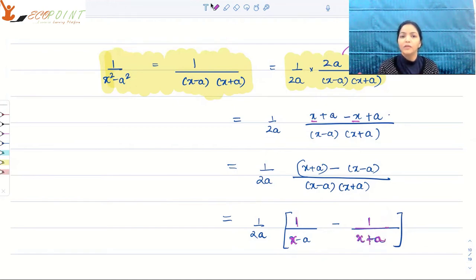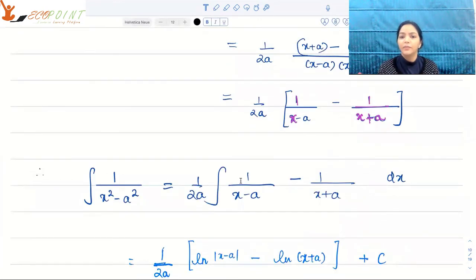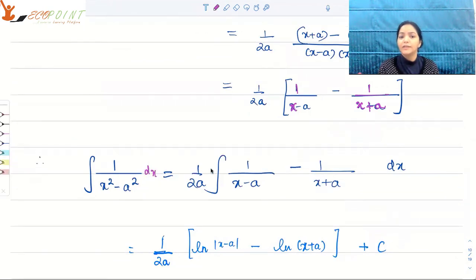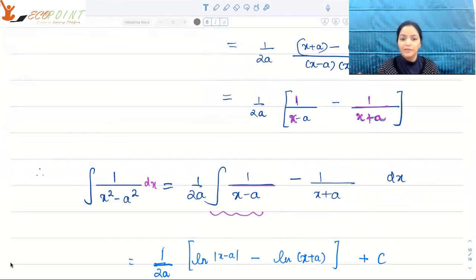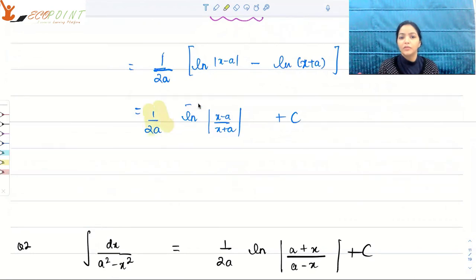Okay. So if that is the case, you just have to integrate this term. The integral of 1 upon x square minus a square dx is equal to 1 upon 2a integral of 1 upon x minus a minus 1 upon x plus a. So this gives you log x minus a, and this gives you log x plus a. And that's what we said will be the answer. This is how you get it. And if you combine the two, this is what it will look like.